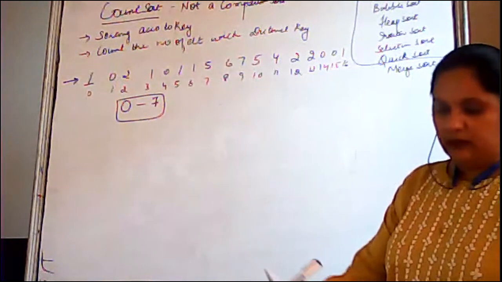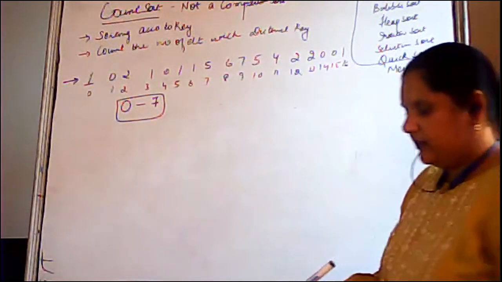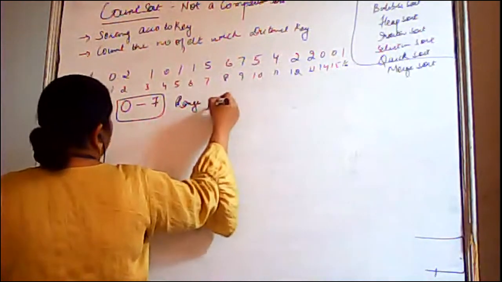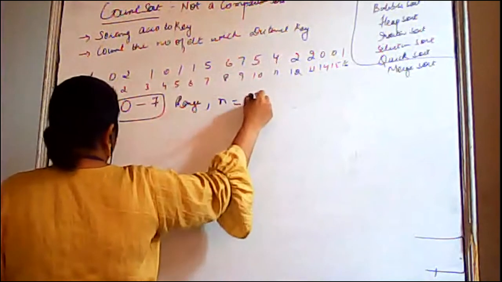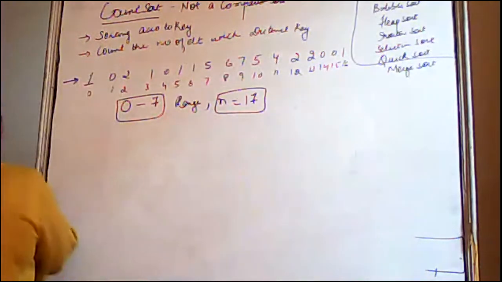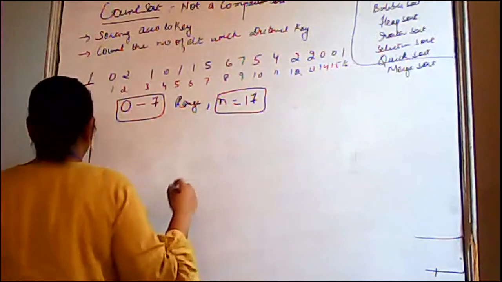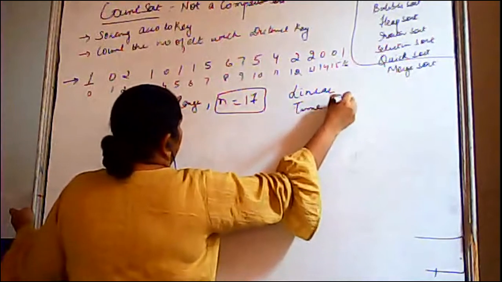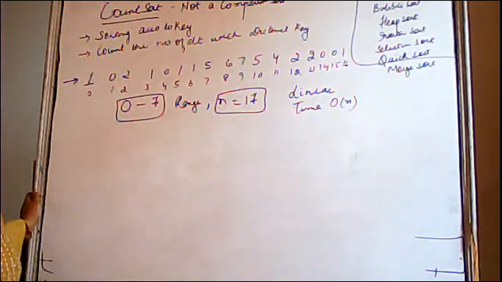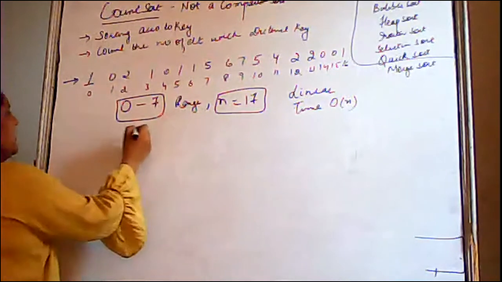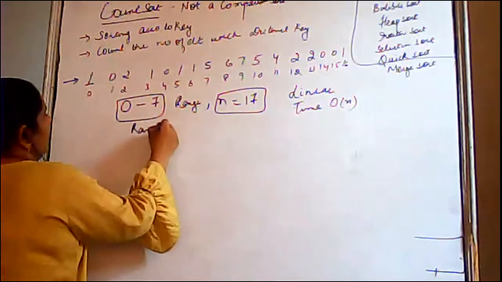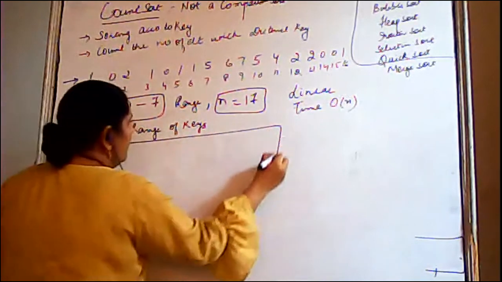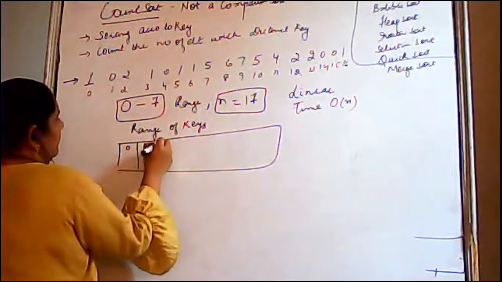Fine. So the total range is 0 to 7, and the total numbers which are given to us is 0 to 16. They are 17 in number. So they can be sorted in a linear time, that is O of N time. Now this is the range of keys. That means the keys will vary from 0 to 7.